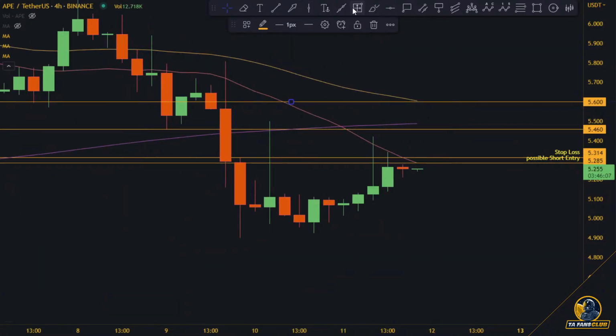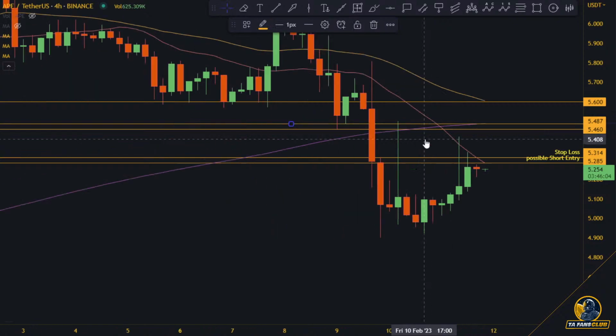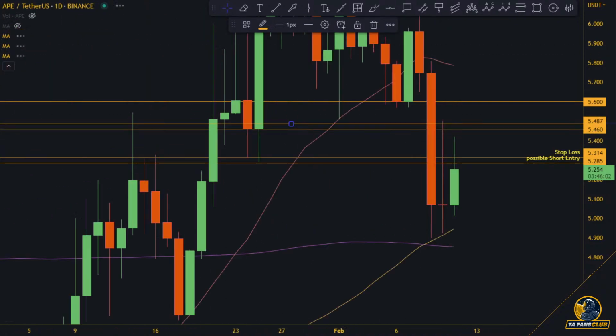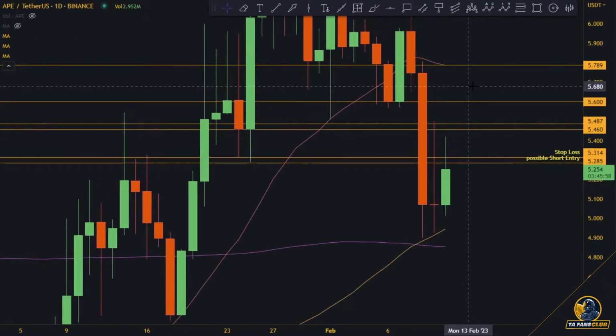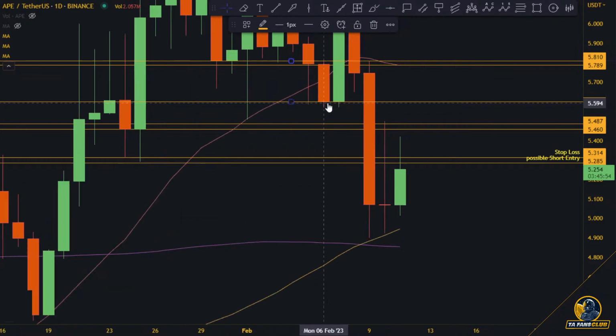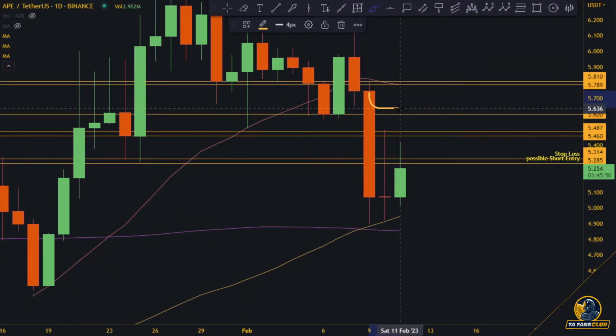200 moving average, 50 moving average, very interesting. This on the 4 hour, because on daily we don't have anything. On daily we have the 20 moving average all the way up there, but we are not even close to that. And you see this week as well over here. It's the same kind of week that Matic has.